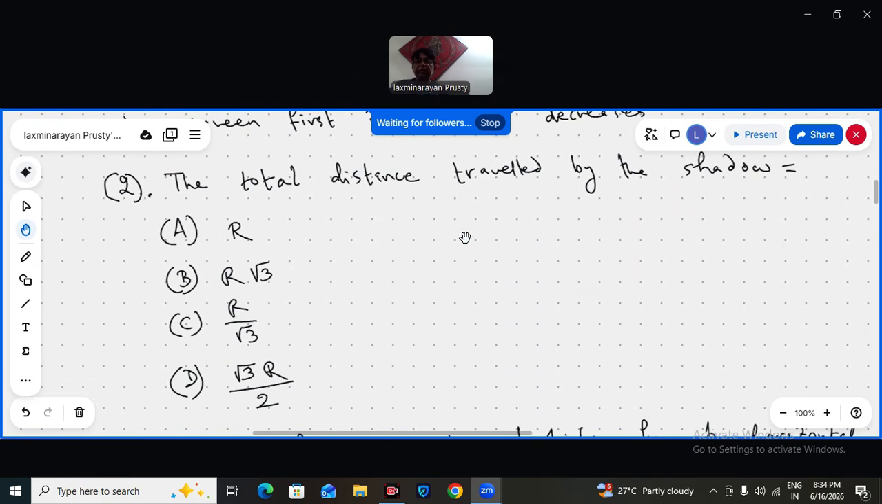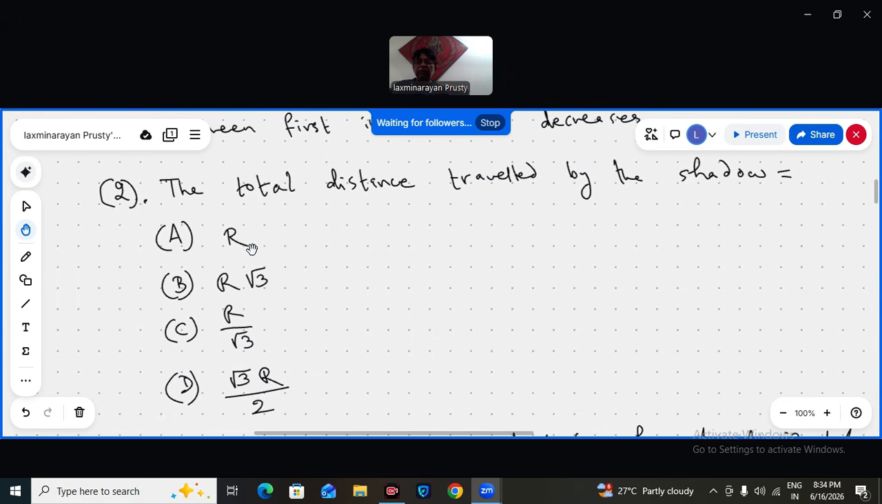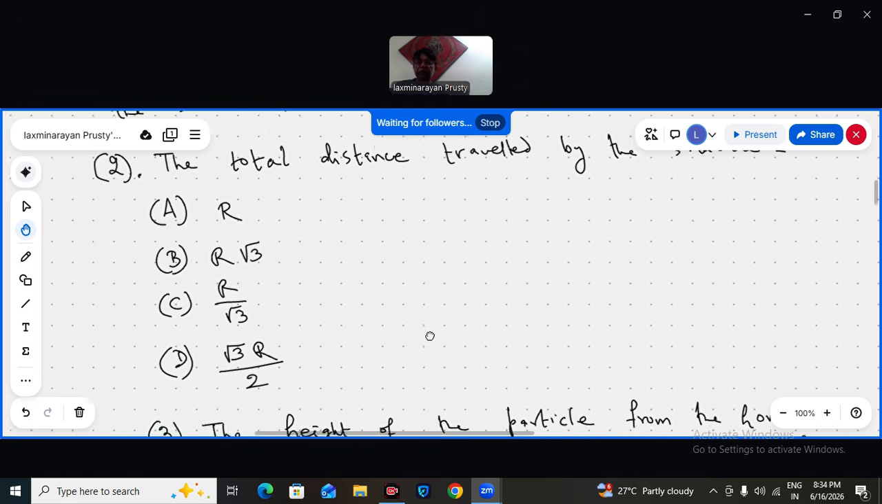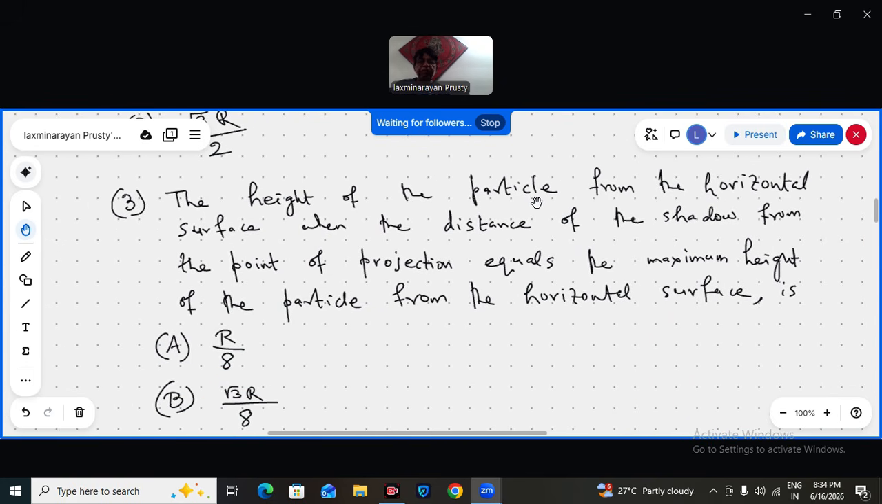Question number 2: the total distance traveled by the shadow. Out of the four options, R by root 3, root 3 R, R by 2, which is the correct option? Question 3: the height of the projectile particle from the horizontal surface when the distance of the shadow from the point of projection equals the maximum height of the particle from the horizontal surface.